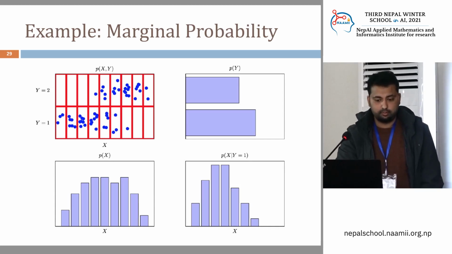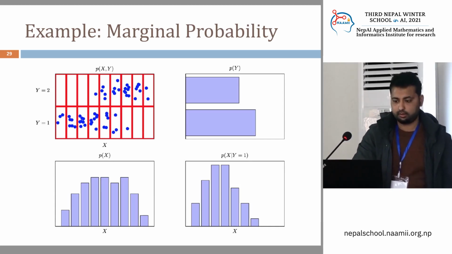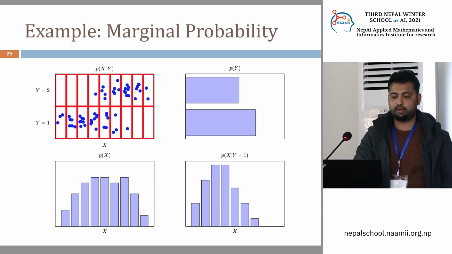Another example, which I think is a little bit more clear. Let's say these are the rooms, and there is a certain probability of an event happening here, which is given by the number of dots present in each room. On the y-axis, we have 2 events, y equal to 1 and y equal to 2, and we have 10 events here, I guess, for x.